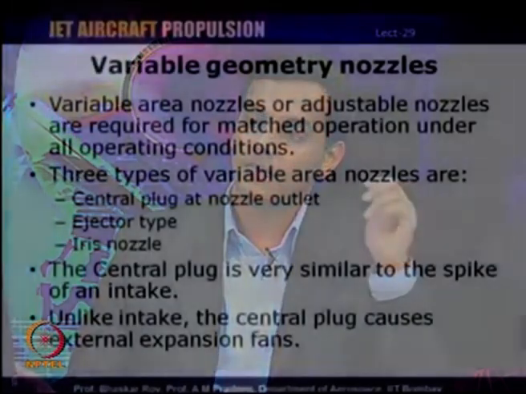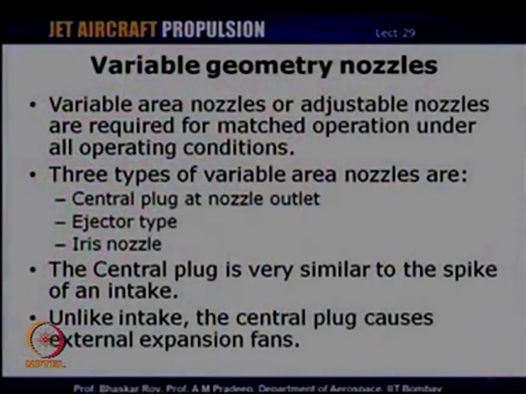Now, variable area nozzles or adjustable nozzles, as they are sometimes referred to, are required for matched operation under all operating conditions. So, one of the functions of the nozzle we have discussed is that it should be matched with the rest of the components like the compressors and the turbine and so on. And if this has to be satisfied under various operating conditions, then one would need to go for a variable area nozzle, and there are different types of variable area nozzles which are available.